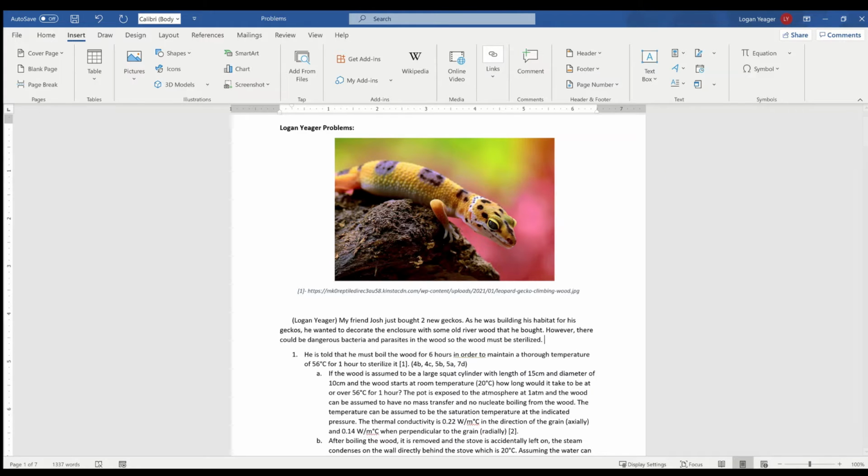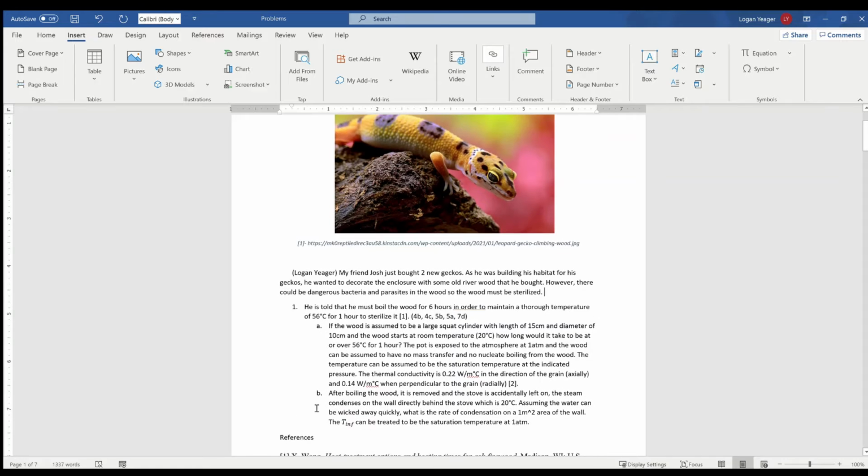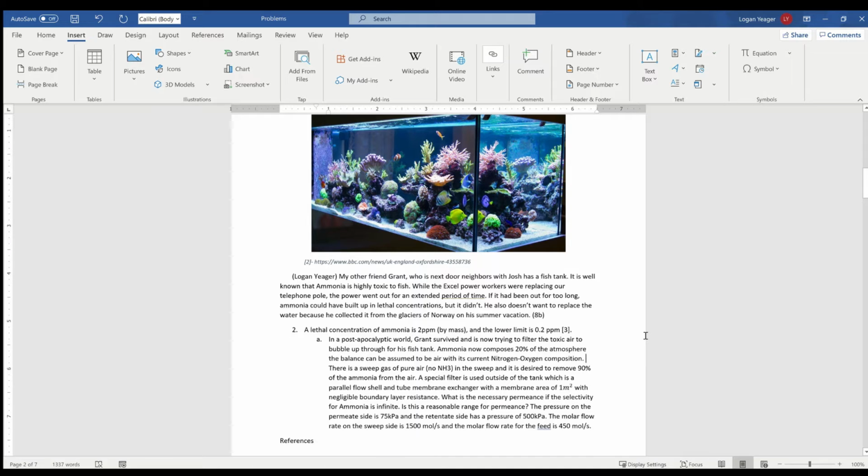For 7D, it is the phase change concept because in part B of this problem, it asks about some condensing on a wall behind the stove. Then as for problem 2, it covers learning outcome 1B as it is a unit operation for mass transfer, as it's filtering ammonia out of air and it's a simple membrane problem.